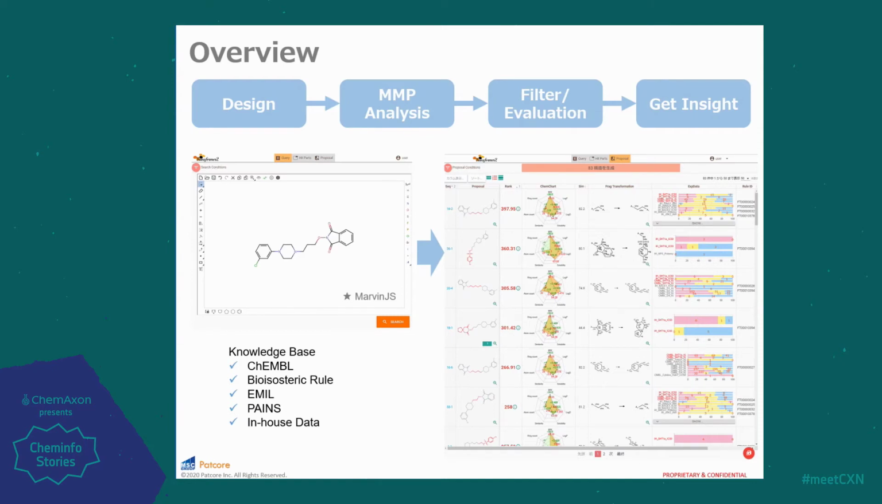The result is shown in a table format, so users can filter or sort the result to get insight out of it. And here, the transformation rules are generated from public datasets, chemical activity datasets, in-house datasets, and several others like bioisosteric rules and EMIL. It also uses Payne's rule in order to eliminate unfavorable transformation rules. This knowledge base can be customized according to your needs.